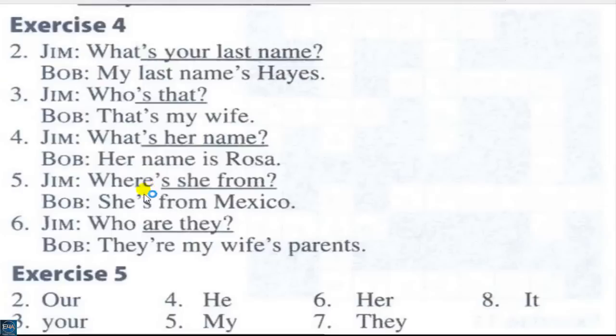5. Where's she from? She's from Mexico. 6. Who are they? They're my wife's parents. Parents. T silent.